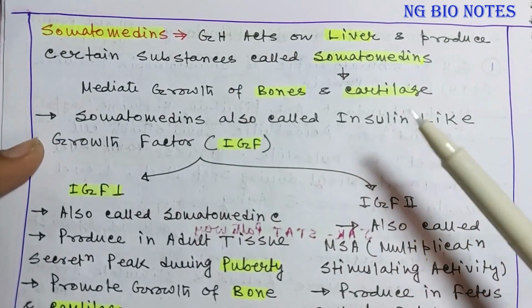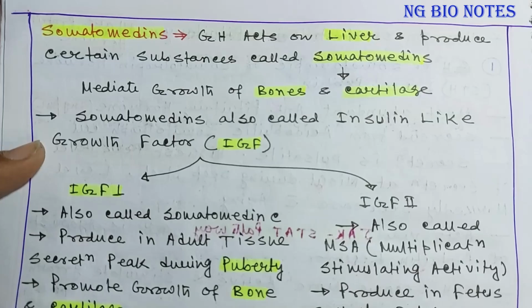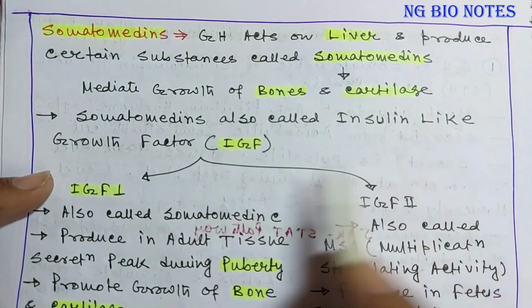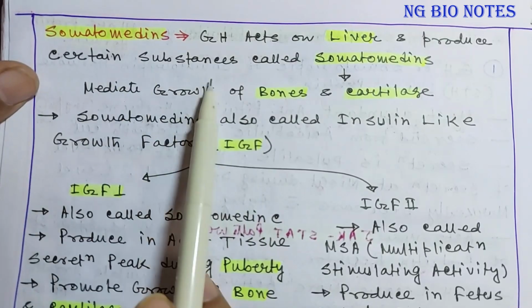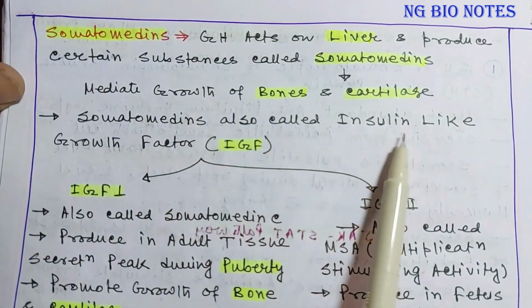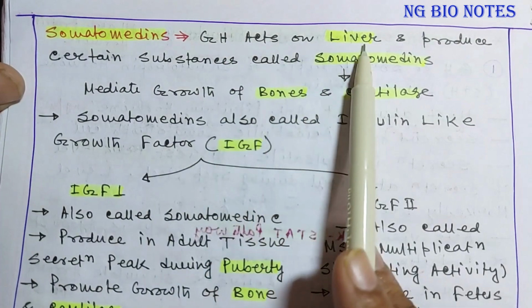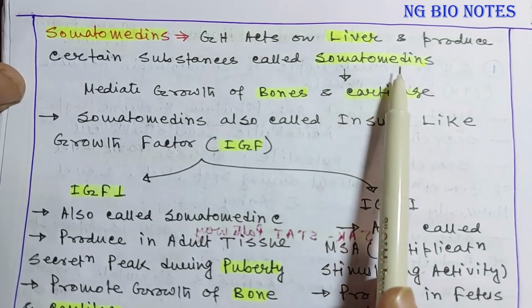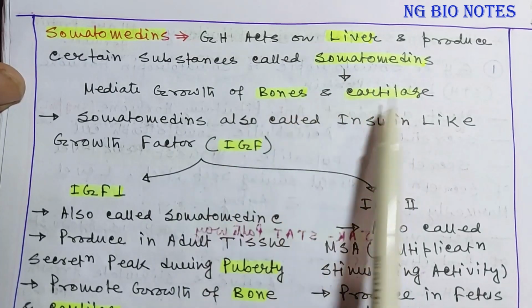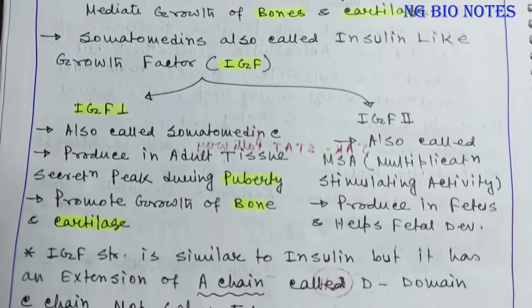Another important function of growth hormone is secretion of somatomedins. Somatomedins are also called insulin-like growth factor. Growth hormone acts on the liver and produces certain substances called somatomedins, and these somatomedins mediate growth of bones and cartilage like growth hormone does.